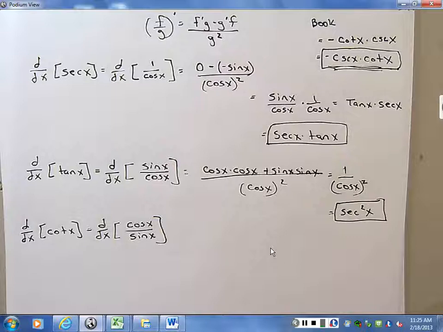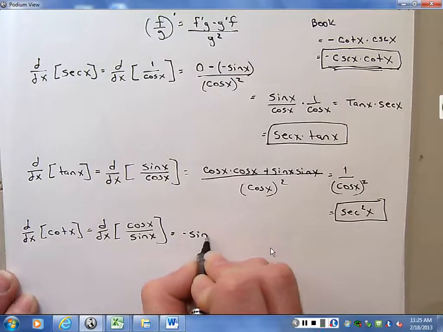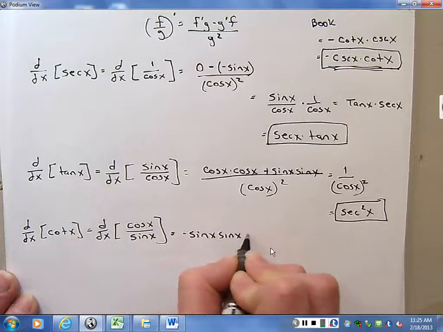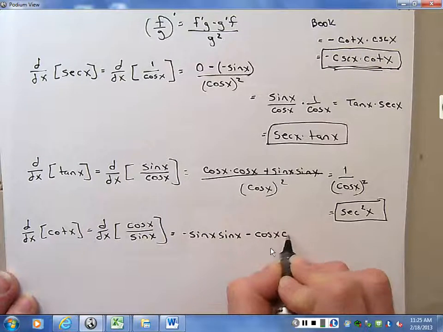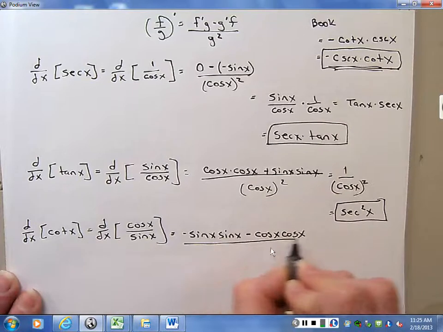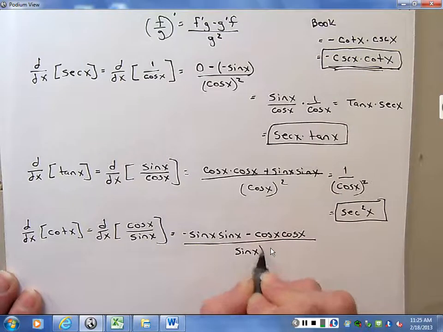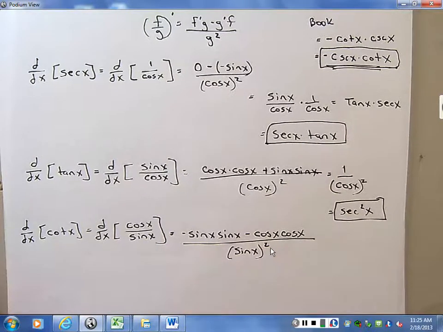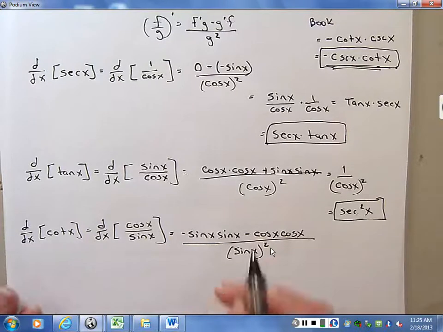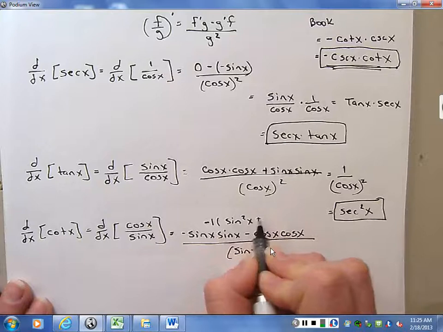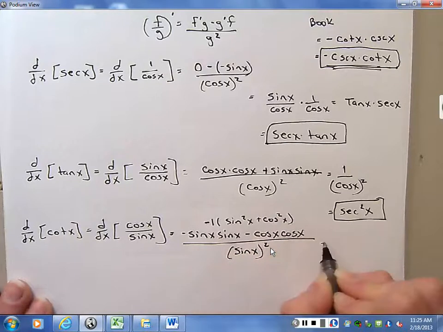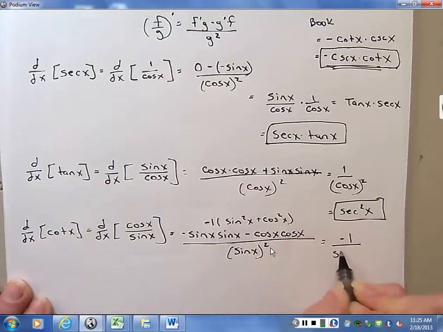So the derivative of cosine, minus sine of x times sine of x, minus the derivative of sine, which is cosine of x times cosine of x, over sine of x squared. So if I factor a negative 1 out top, I have sine squared x plus cosine squared x. So this gives me minus 1 over sine squared, which would be minus cosecant squared.